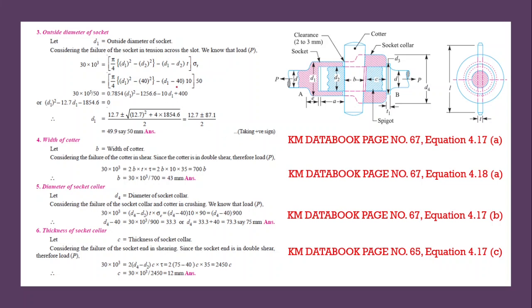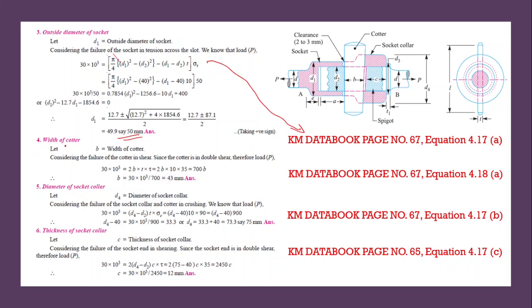Okay, next, outside diameter of the socket. We have already discussed this theory in the previous presentation, and this equation is available at KM data book page number 67, equation 4.17a. By using that equation, we can find out the value of d1. We have already found out the value of d2. Then we can substitute the value of d2, sigma t and t in this particular equation. Then we can find out the value of d1. That d1 is equal to 49.9 mm, or we can say it's equal to 50 mm.